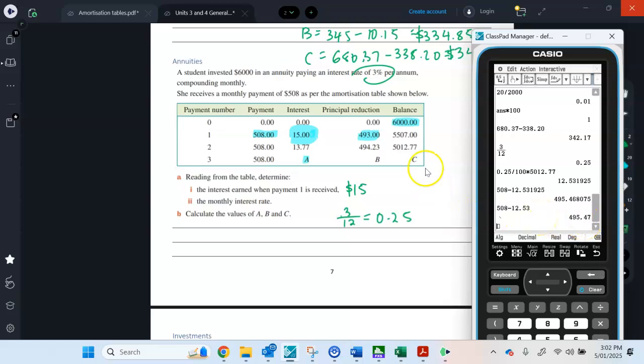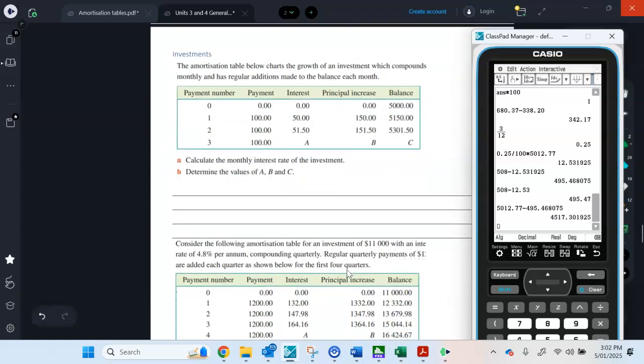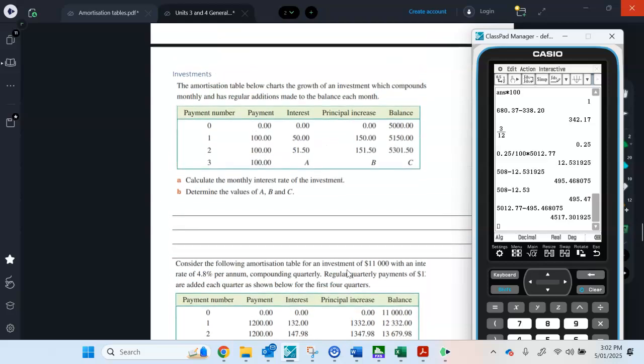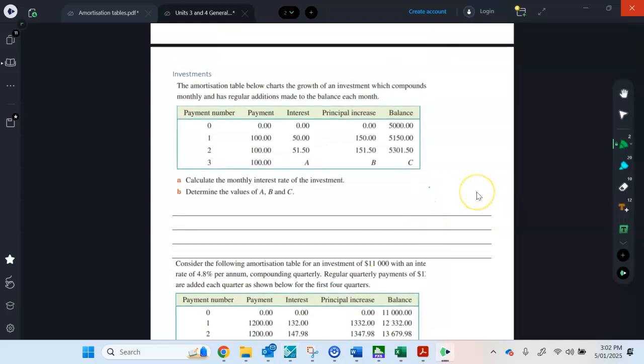All right, and then C is going to be our previous amount, the 5012.77 minus that principal reduction. Right, and then you can round that to 2 decimal places. So $4,517.30. All right, so that's an amortization table for an annuity. And now we're going to have a look at some investment questions.